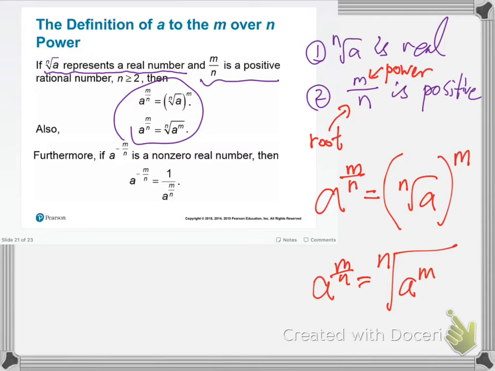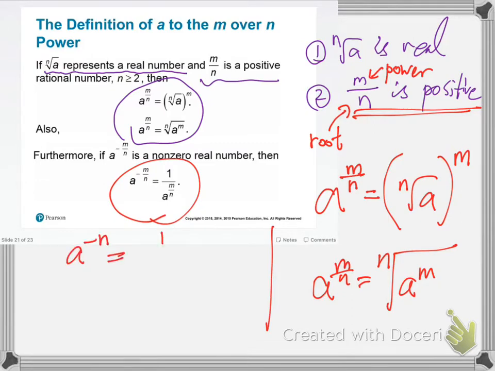If m over n is not positive, if it's negative, what should you do? You just use the definition of negative power. If it is a to the negative m over n power, just put it in the denominator. Later you will see some examples. This negative sign just means you flip the fraction. So this is the definition.